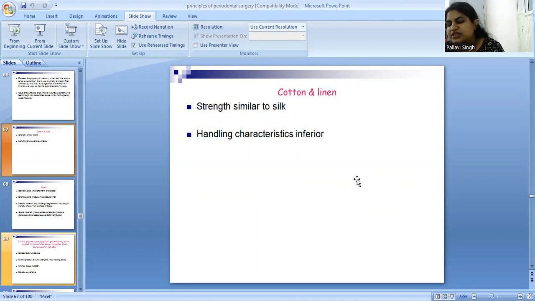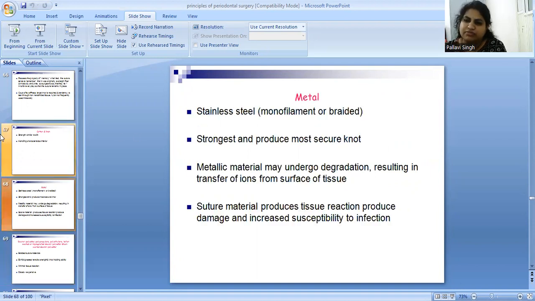Cotton and linen. Strength is similar to silk, but the handling characteristics are very inferior. Metal, you can see stainless steel. It can come in the form of monofilament and braided, is the strongest and produces the most secure knot. Metallic material undergoes degradation, resulting in transfer of particles from the surface to the tissue. The suture materials also possess tissue reaction, which produces tissue damage and increases susceptibility to infection.